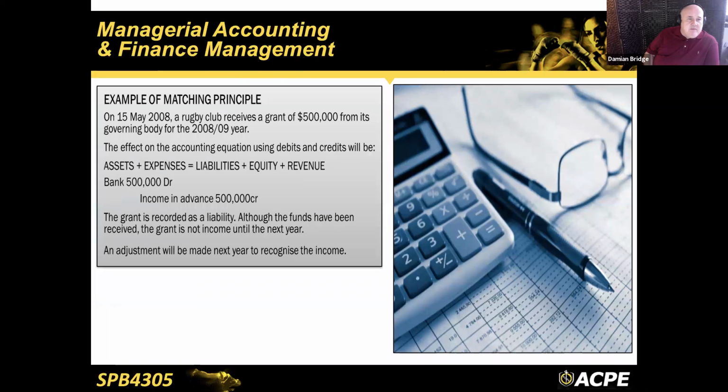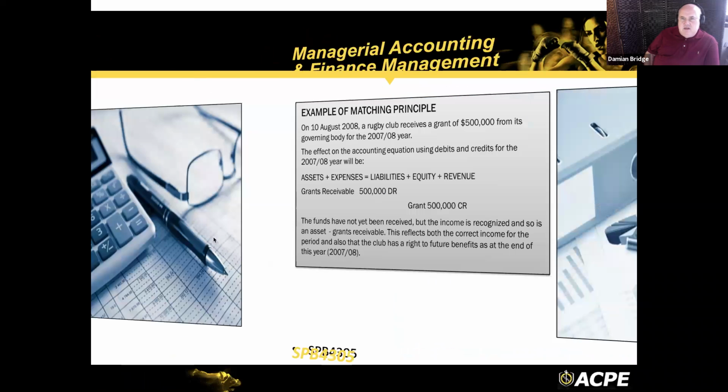On the 15th of May, we said that they received this grant of $5,000. Okay, maybe we could do it this way: debit bank, credit income in advance. So this is another way of doing it. The grant is recorded as a liability. Although the funds have been received, maybe we can't use them until next year, and so therefore we might have to pay them back, and so that's why we're recording them as a liability.